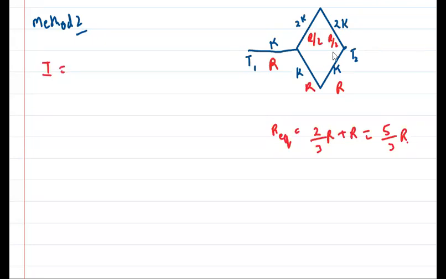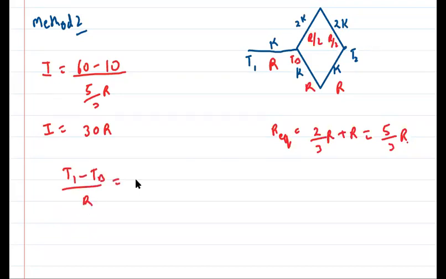So I is equal to T1 minus T2 by R equivalent. T1 is 60, T2 is 10, by R equivalent, which is 5 by 3R. So I is equal to 30 by R. Makes sense. Now, what is this TB? I can say T1 minus TB by R is equal to 30 by R. R will get cancelled. So TB is equal to T1 minus 30, which is 60 minus 30, which is 30. Answer.